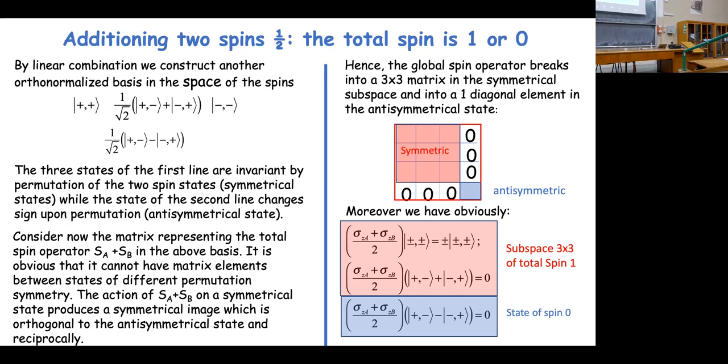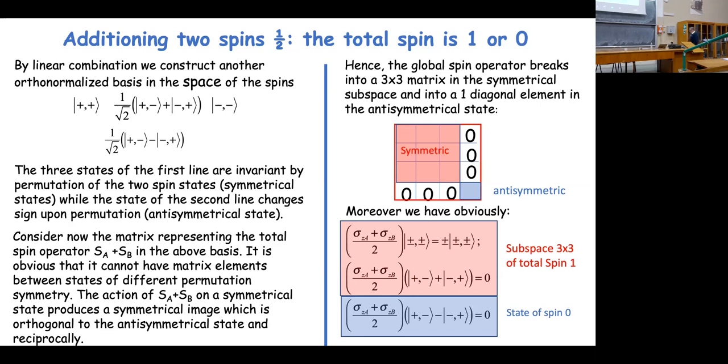And on the other hand, if you apply sigma_z1 plus sigma_z2 on the antisymmetrical state, you find 0. So you see that your division into three symmetrical states and one antisymmetrical state is also the division between a spin 1 and a spin 0. And what you demonstrate in this way is that by adding two spin 1/2, you can either find a spin 1 or find a spin 0. The spin 1 is a triplet. You have three states corresponding to spin 1, and the spin 0 is a singlet. You have only one linear combination, which gives you a spin 0.